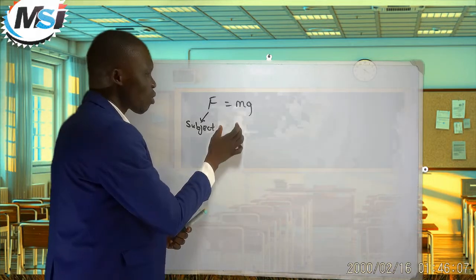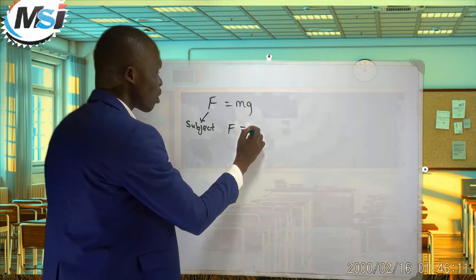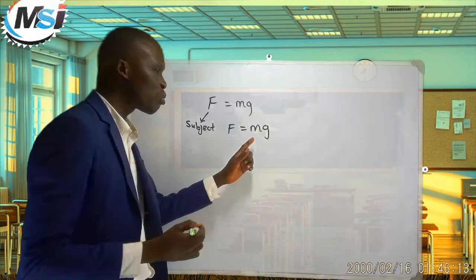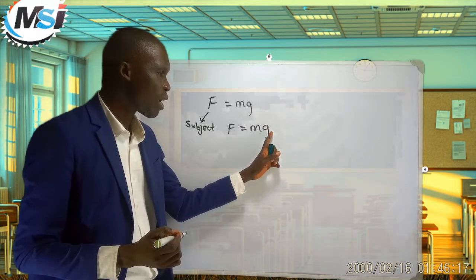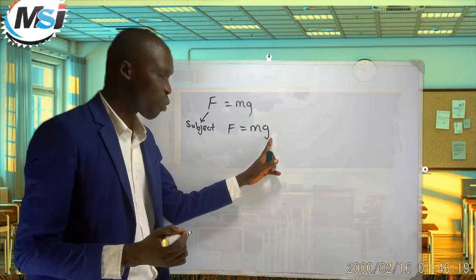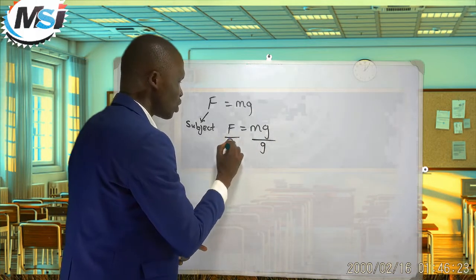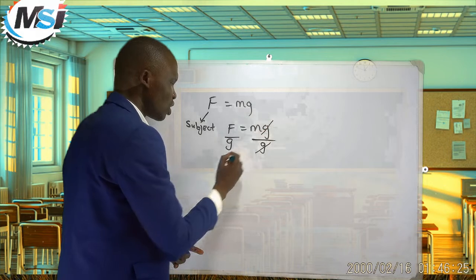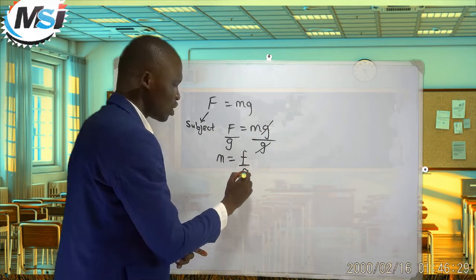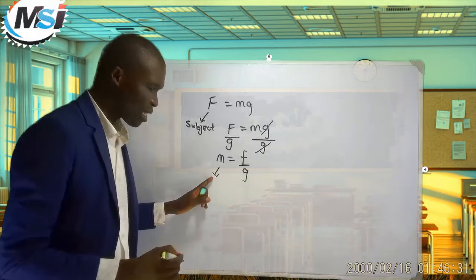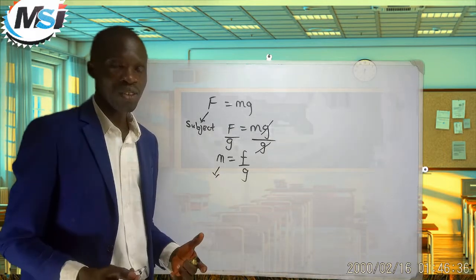Now from here, we want to make m the subject of the formula. So F equals mg. To make m the subject of the formula, you have to look for a way of eliminating g. So what will you do? You divide both sides by g. This g will cancel this g. That is, m will give us F all over g. Now m is the subject of the formula. So that is what we call subject of the formula.